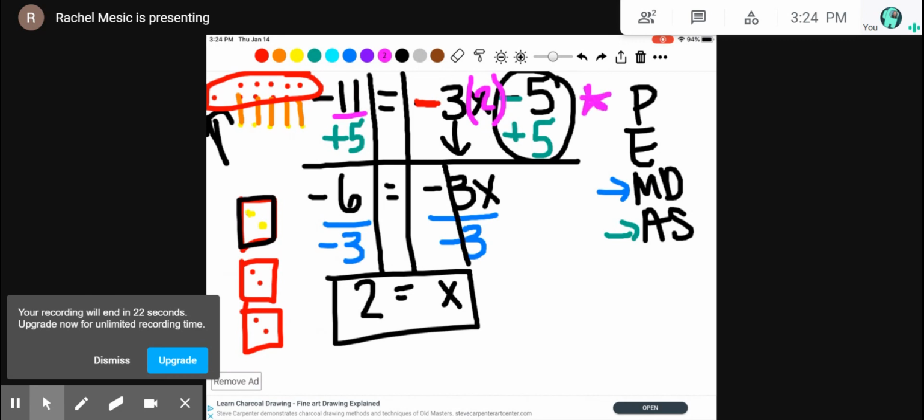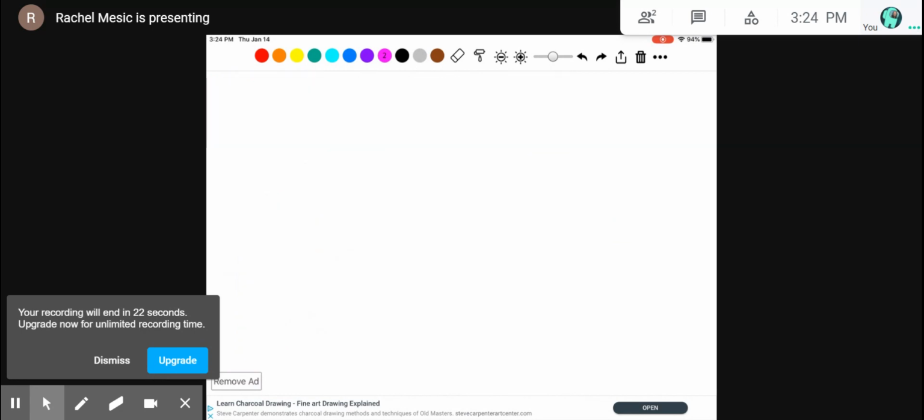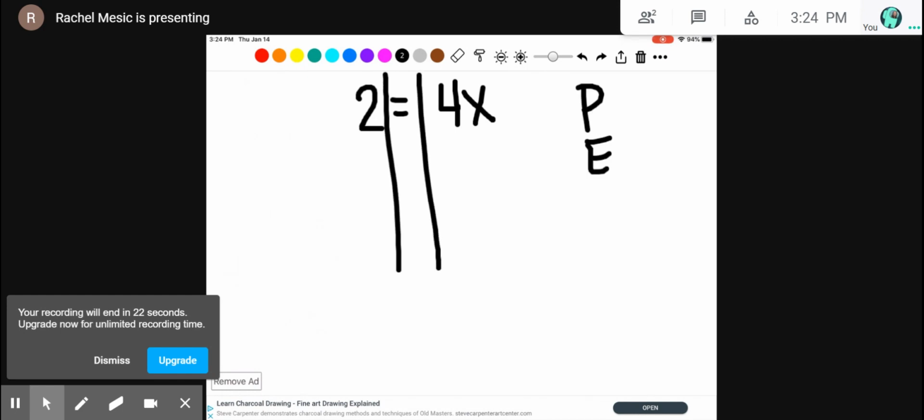Let's try one final one. Let's do 2 equals 4x. All right. So we'd start with addition or subtraction, but there is no integer here. It's kind of like we have plus 0. So we actually get to skip this one.